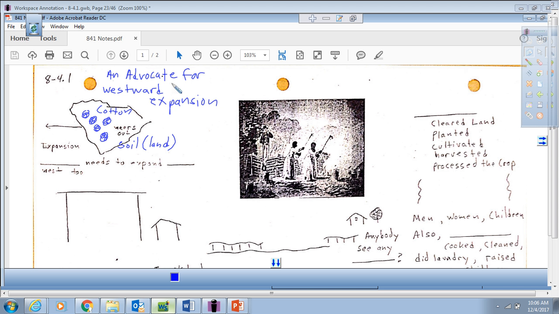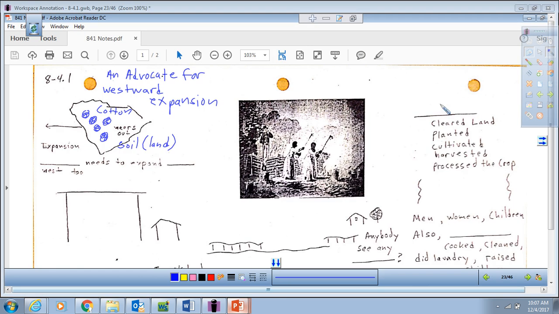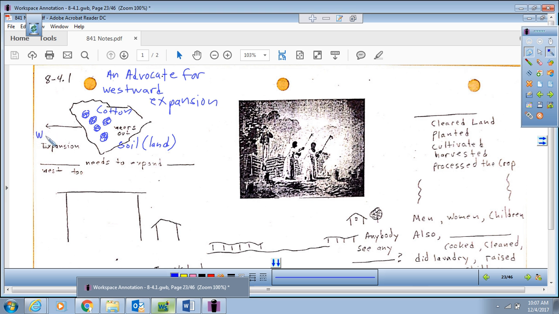They were an advocate for a westward expansion. Cotton wears out the land. And, of course, if South Carolina slave owners and other slave owners want to expand west, they want slavery to expand west also.